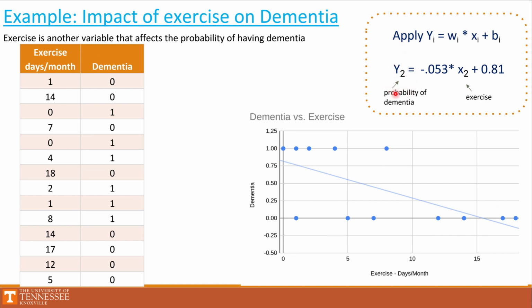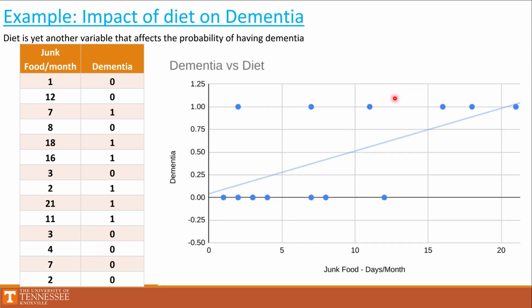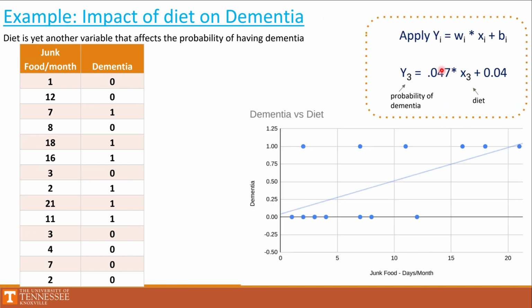Now, how do we do it in a neural network? This was the third parameter we have, the diet, and again this is the probability of dementia. We had a relationship like this, where the higher your junk food per month, the higher the probability of dementia. That means it is related to a poor diet. And we got a relationship like this.